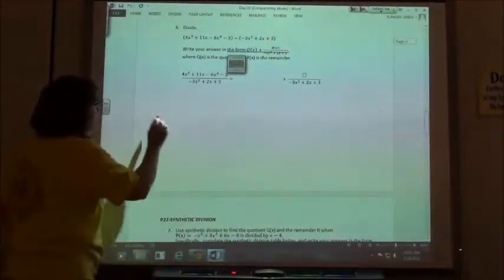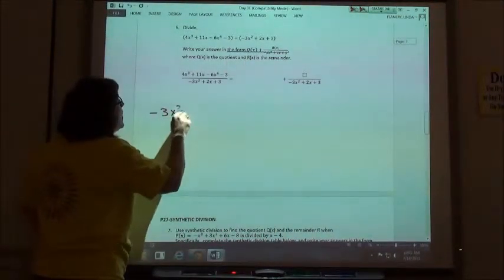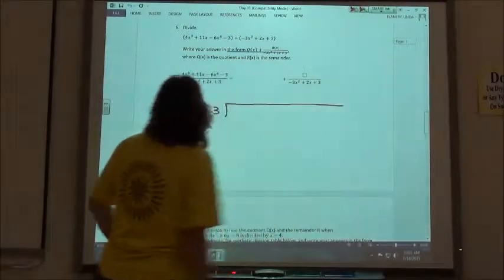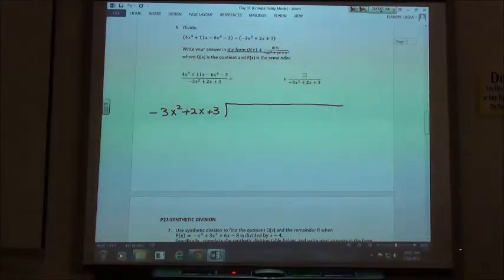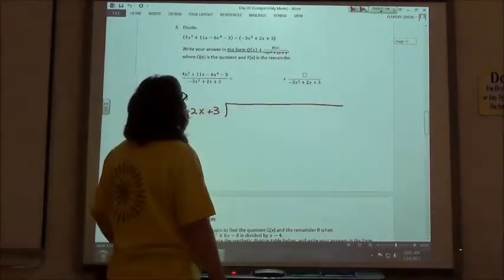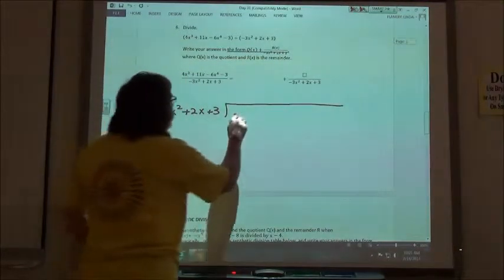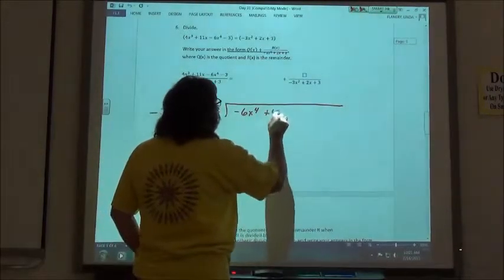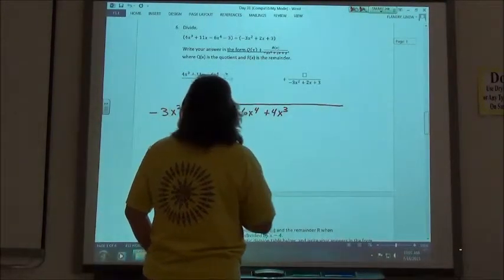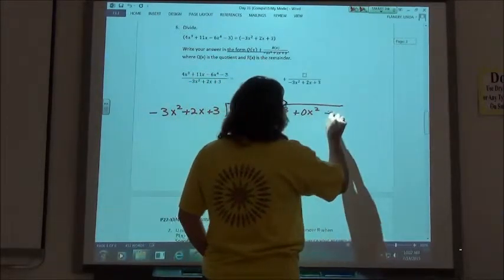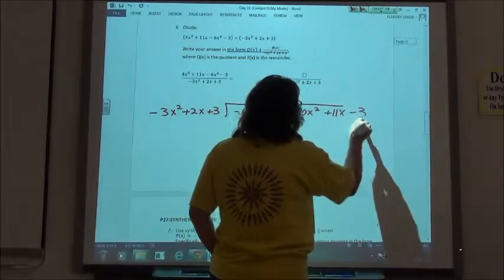Number 6, we have negative 3x squared plus 2x plus 3, and we're going to divide that into, which should go underneath our division sign. Negative 6 to the 4 plus 4x to the 3 plus 0x squared plus 11x. Exactly.